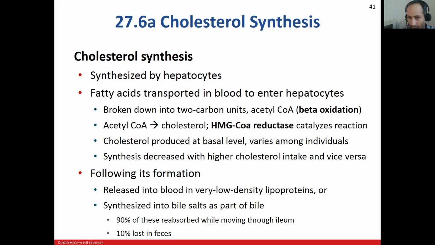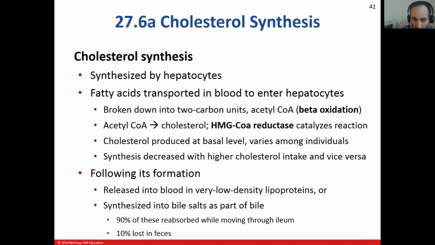Okay, so statins like Lipitor or Zocor are HMG coenzyme A reductase inhibitors. That's what they are, and that's how they control your cholesterol levels. Okay.